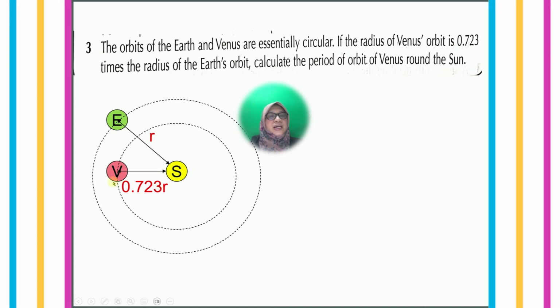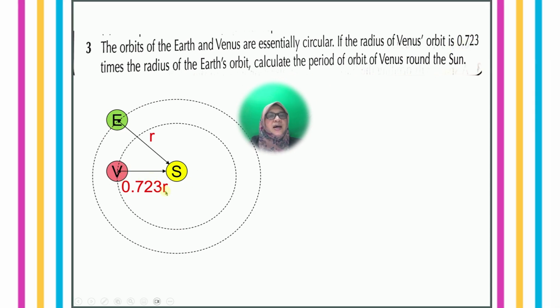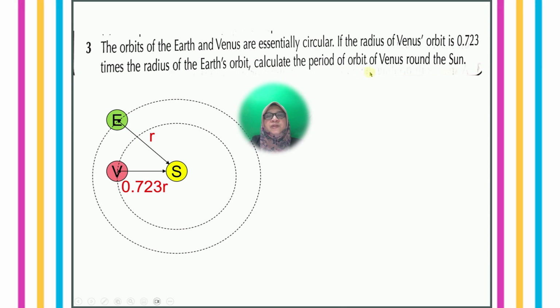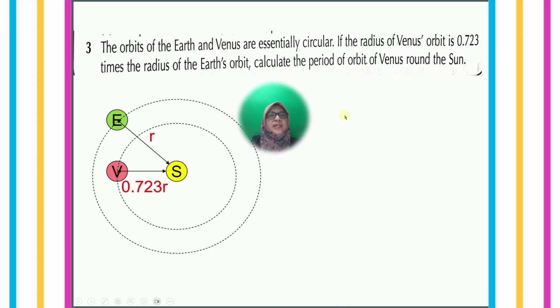So this is the Sun, this is the Venus, and this is the Earth. So the Venus, the radius is given as 0.723 r, times r, the radius of the Earth. Okay, so we are going to calculate the period of orbit of Venus around the Sun.